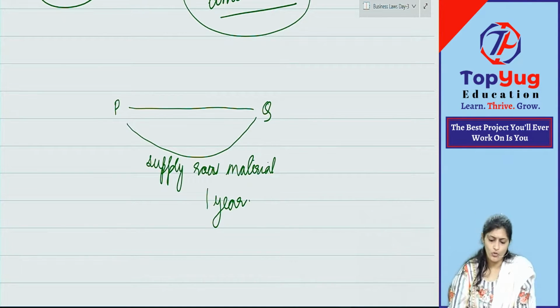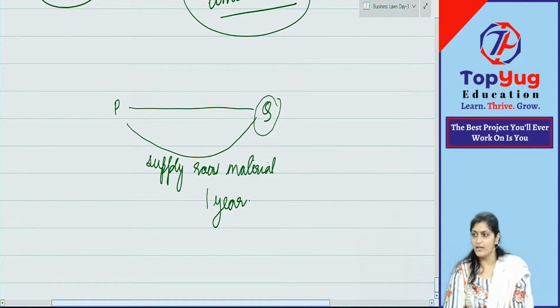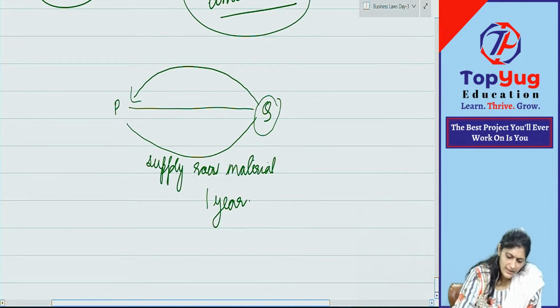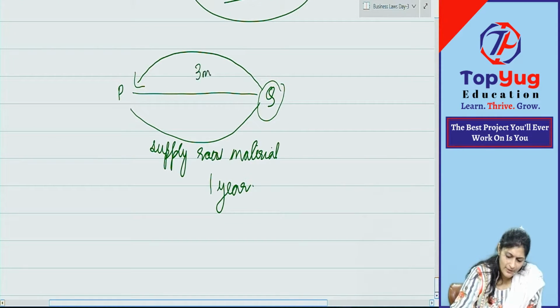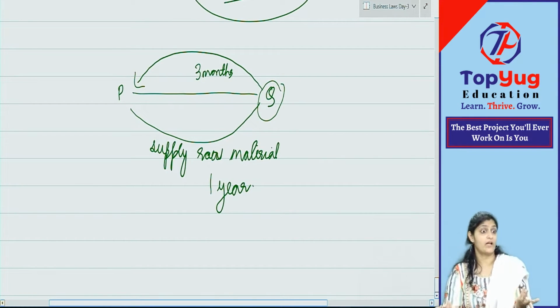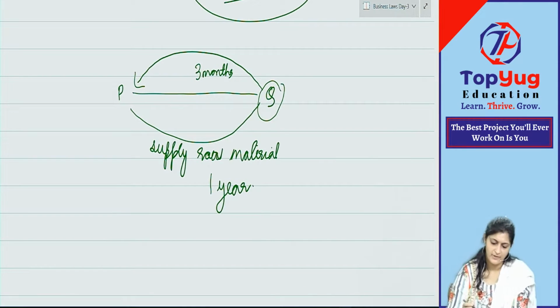Now, Q accepted that offer. How did he accept? After say 3 months, he required some material. He just has to go to P and tell, come on P, supply the material to me. Is P bound to supply the material? A contract comes into existence, as acceptance is made within 3 months.